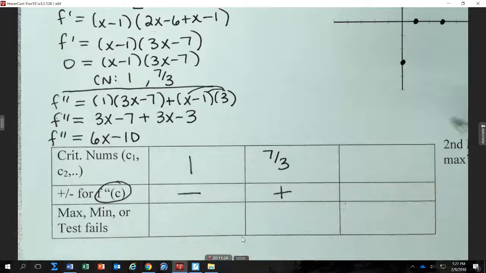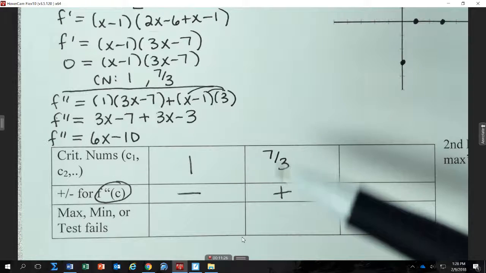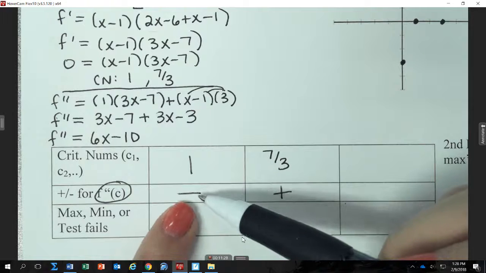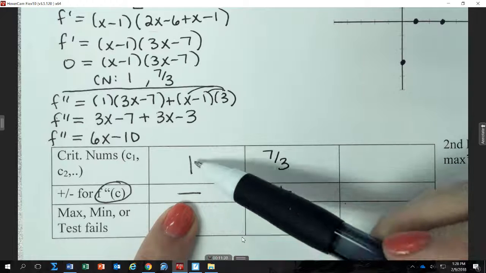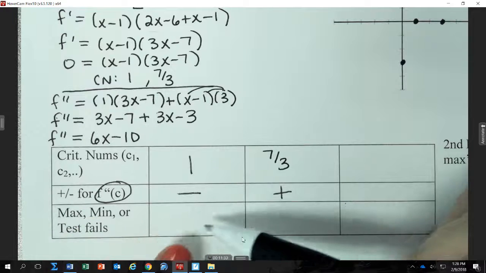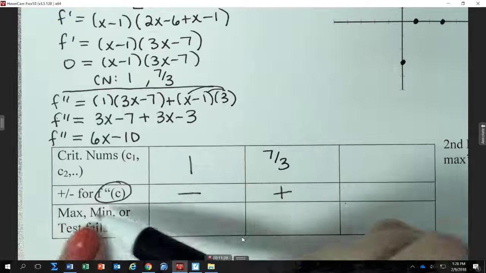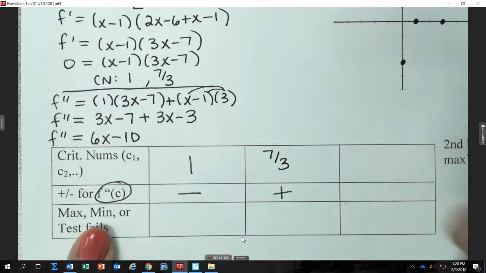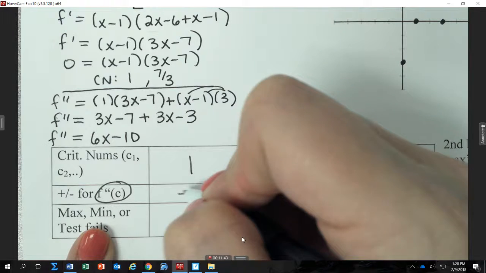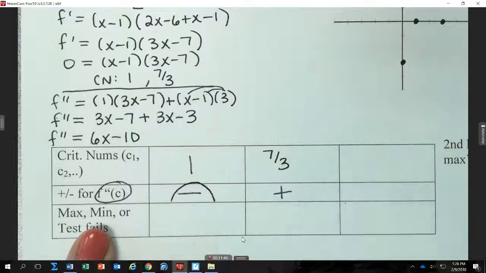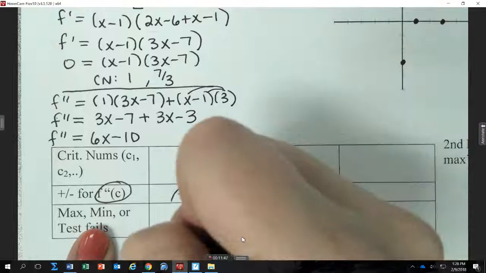Okay. All right. So here I've got a negative value in my second derivative. Does that make 1 a max or a min? Jaspreet, what do you think? If we get a negative value in our second derivative, would that make 1 a max or a min? It would be a max, right? Negative means that we have concave down, so that would make 1 a max.